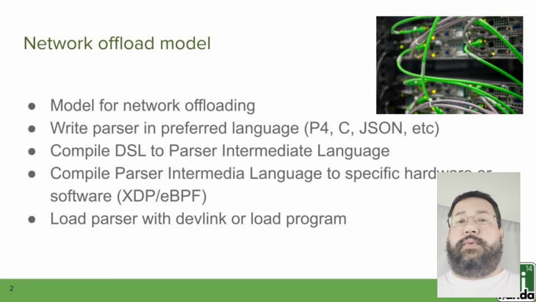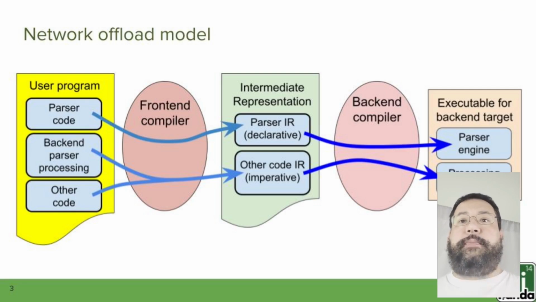The first thing the user is going to do is write his parser in his preferred language, which, for example, already supports P4 and C. But more are possible, as you see on other slides. Then he starts using the framework by compiling the parser to an intermediate language, which we call the common parser representation. With this intermediate representation, we can now interoperate with backend compilers that will transform the parser into proprietary instructions for specialized hardware, or some software-generated parser in XDP or eBPF, for example. And then we'll load the program or use devlink to upload the parser program to the device.